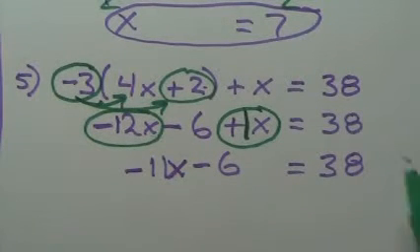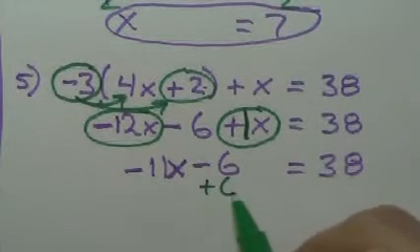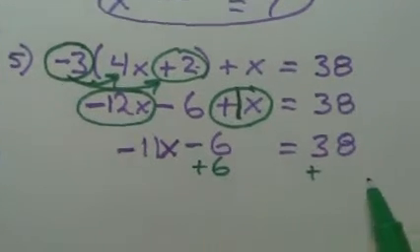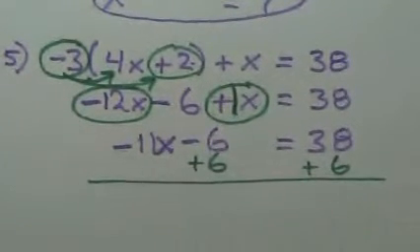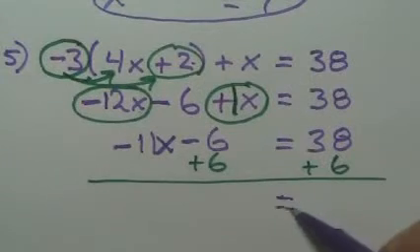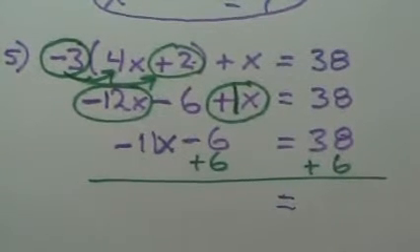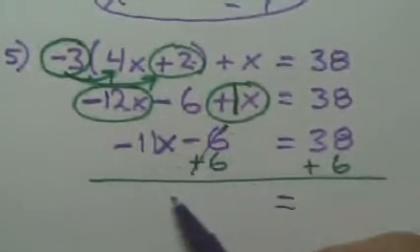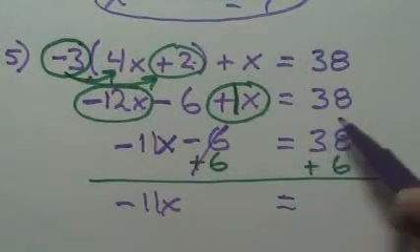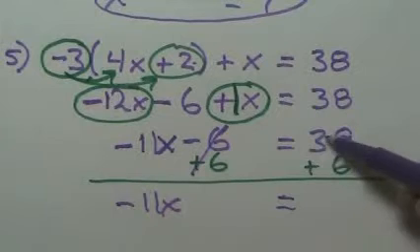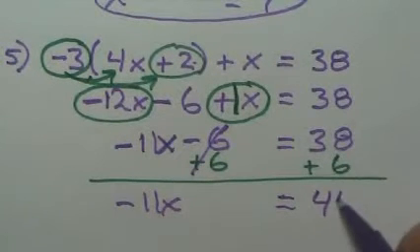Okay, so what am I going to get rid of? The negative 11 or the negative 6 first? The minus 6. I will add 6 to both sides. Again, I'm going to keep my equals lined up here. Okay, on the left side, 6's are gone. I have a negative 11x. On the right side, 38 plus 6, let's see, that's going to be 44.